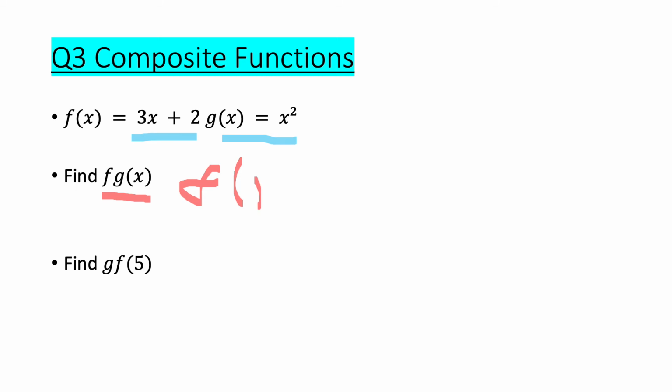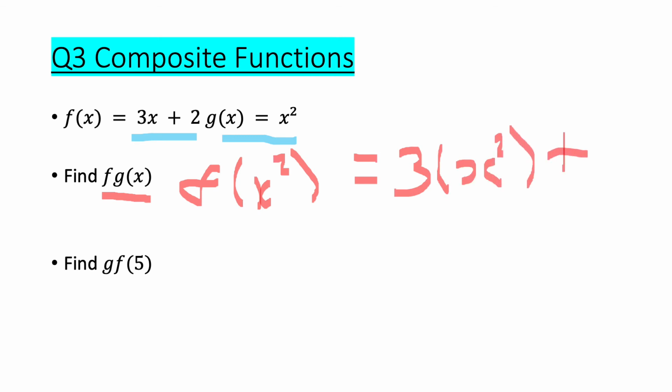Now, g of x is x squared, so applying f here is essentially replacing x with x squared into this function. So I'm going to get 3 brackets x squared bracket plus 2. So it's the same as saying 3x squared plus 2, essentially. Okay, so that is my answer for the first part.